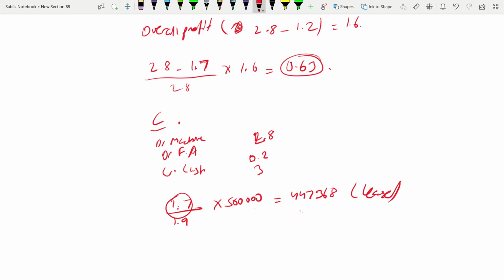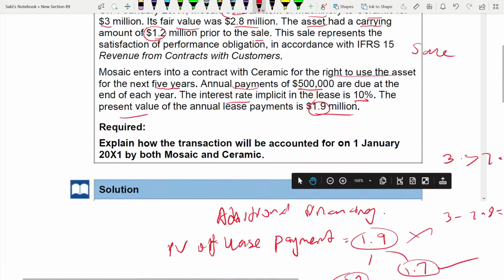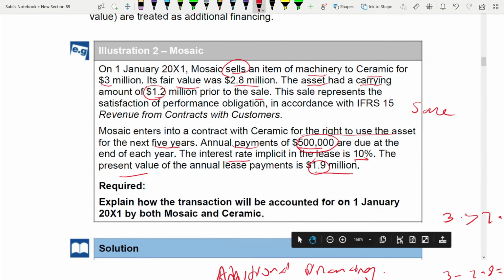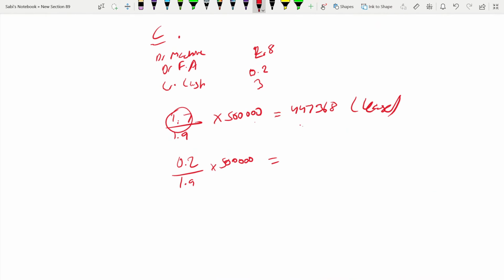Why? Because check the numerator. Now for additional finance, it will be 0.2 over 1.9 into 500,000. Why 500,000? Again, in case you forgot, just check. They have just given you one figure, the annual payment, but you want to know how much of it goes for lease and how much goes for additional finance. Out of the total 1.9, 0.2 is for additional finance. That's why. Now it will be 52,632. This goes for additional financing, AF. This is how you have to do questions if additional financing is given.